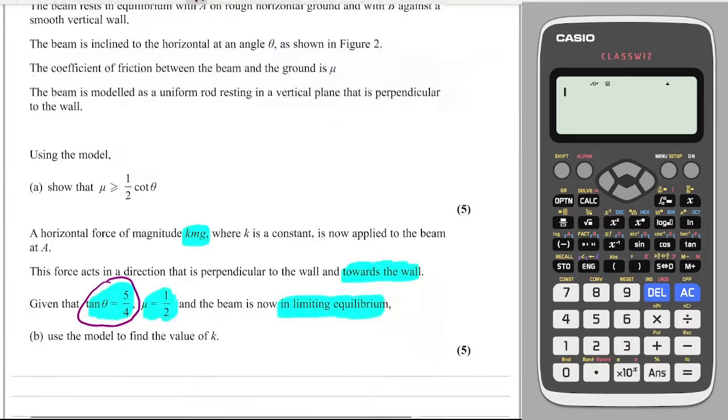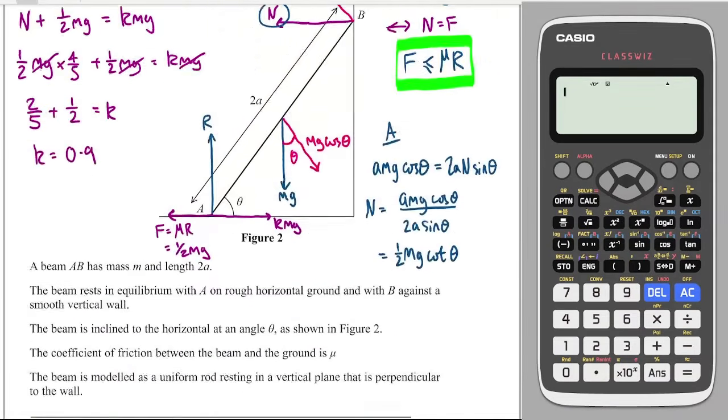And I think we are done, or is there a question at the end? No, that's it, perfect.